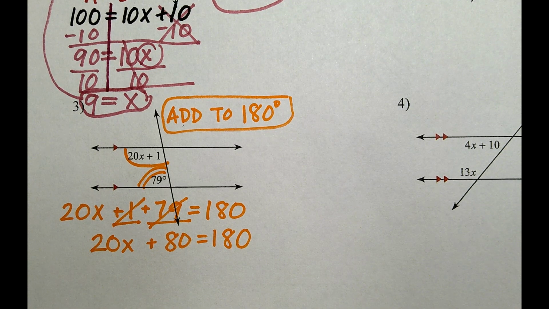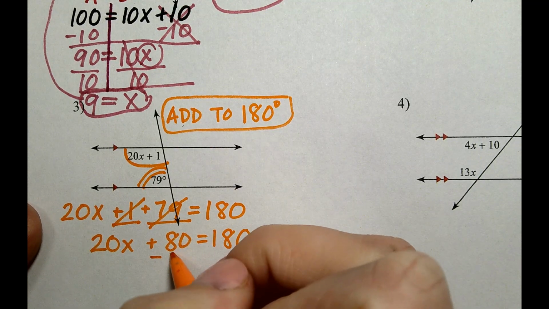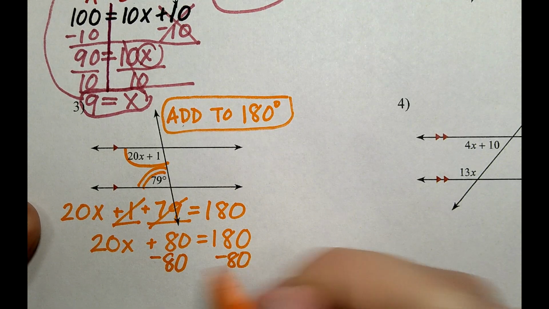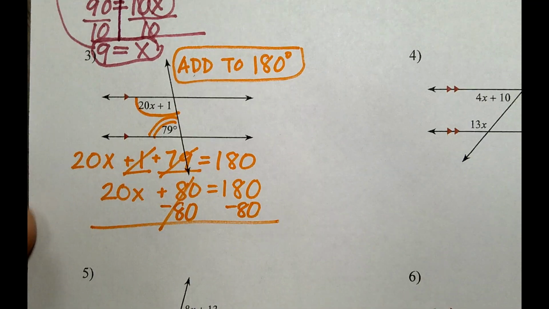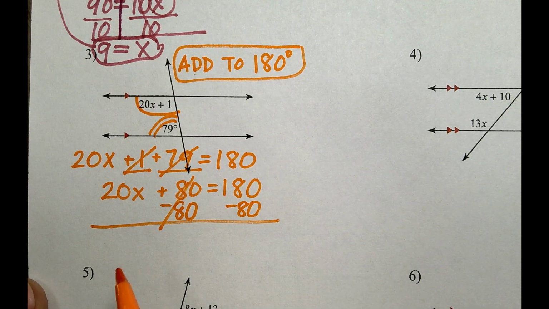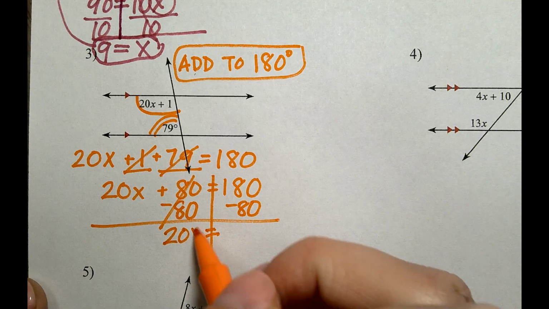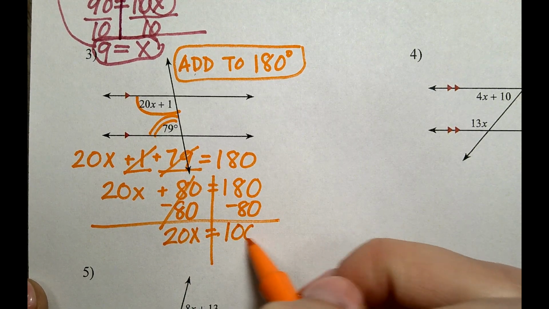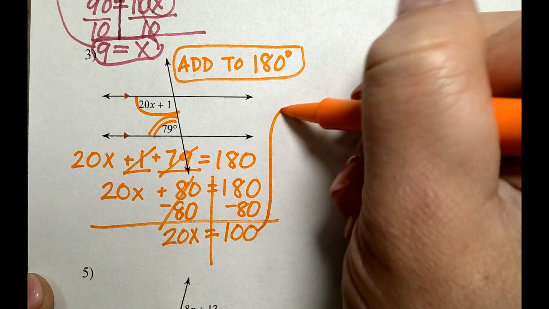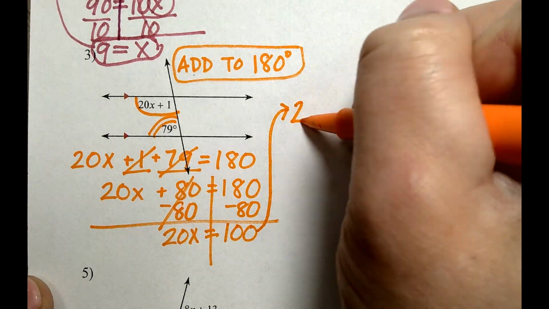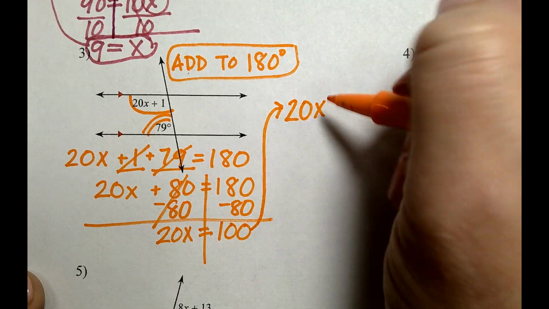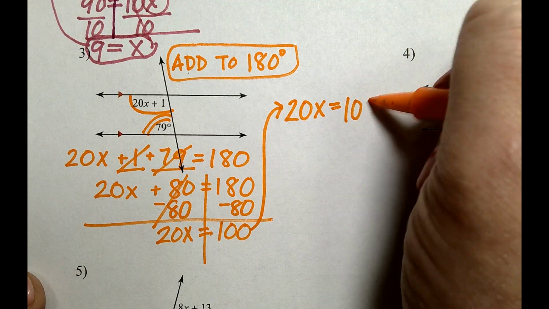Okay, what's next? Minus 80 on both sides. And then what? 20x equals 100. Perfect. And I'm running out of space. I'm going to rewrite that up here. 20x equals 100.